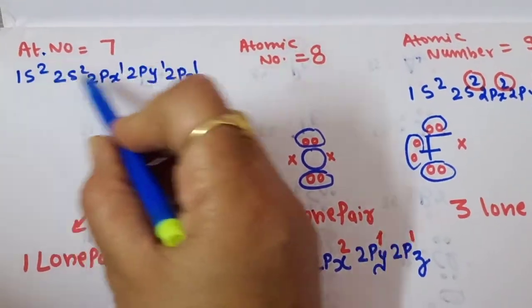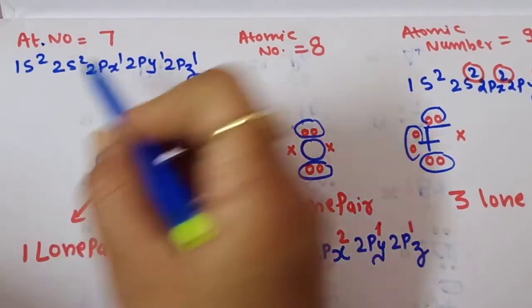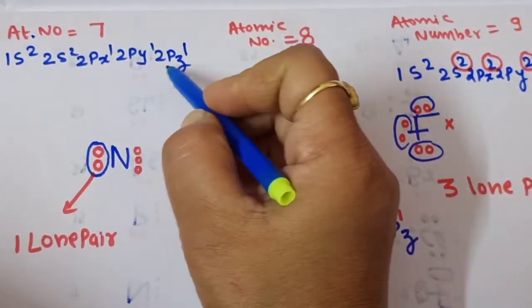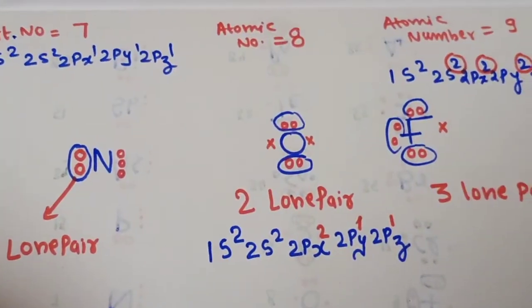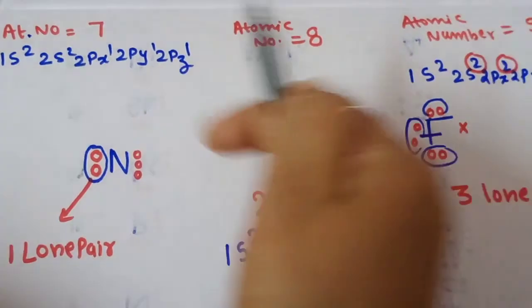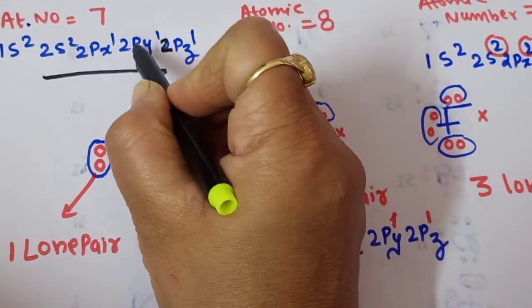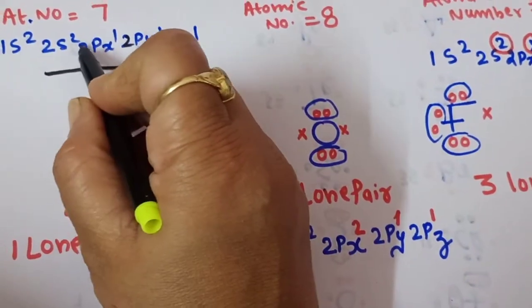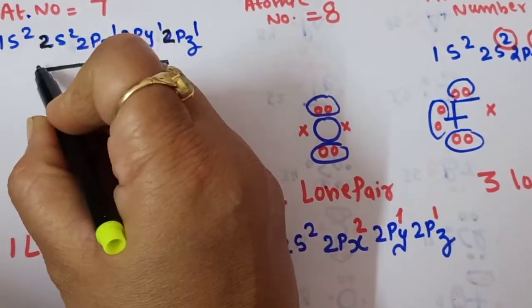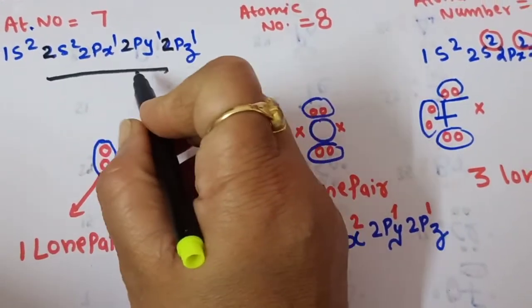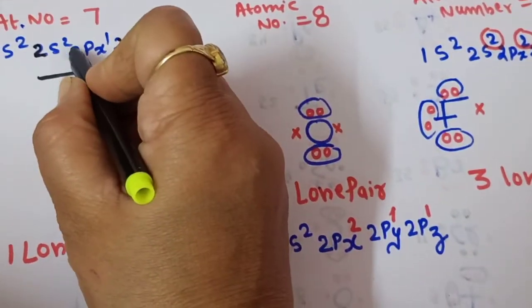So when we write the configuration, it is 1s2, 2s2, 2px1, 2py1 and 2pz1. Now you tell me what is the outermost shell here. So it is clear that the outermost shell is 2 here, not 2pz or 2p. Okay, so until your second shell is completely filled, it will remain the outermost shell.